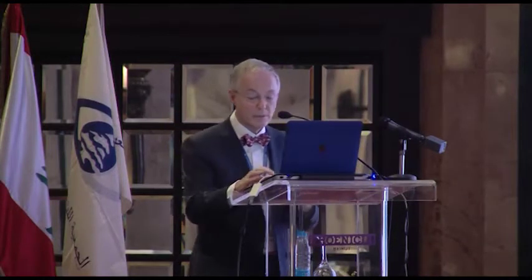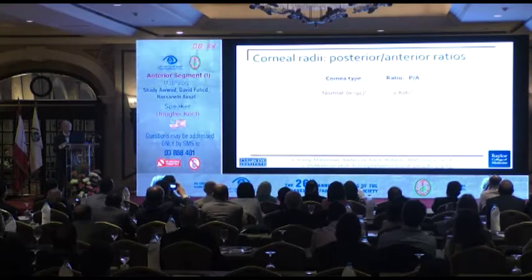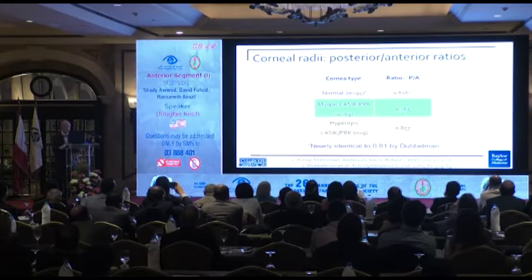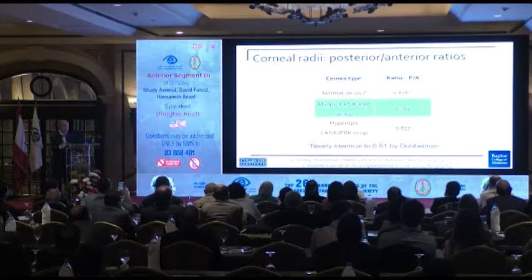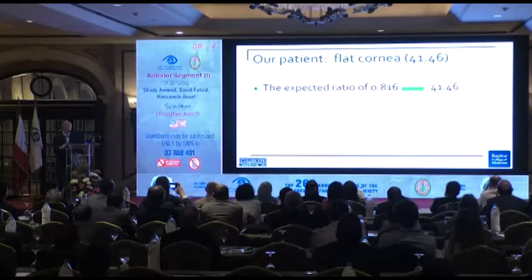Not everybody is normal, right? There's a lot of variability. So what ratio should we use? Well, the normal ratio we have found in 94 patients is around 0.82, which was previously published many years ago. If you look at myopic LASIK, the ratio is lower, and if you look at hyperopic LASIK, the ratio is higher. So we're changing all the relationships with all of our various interventions in the cornea. And our patient had a flat cornea and a high ratio.